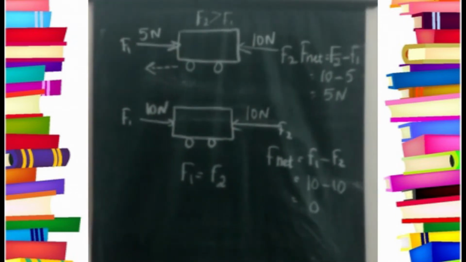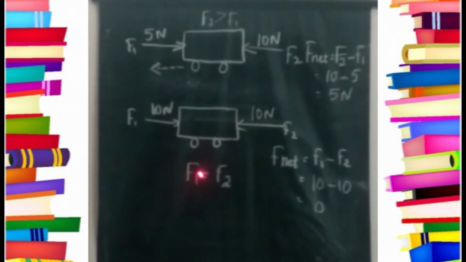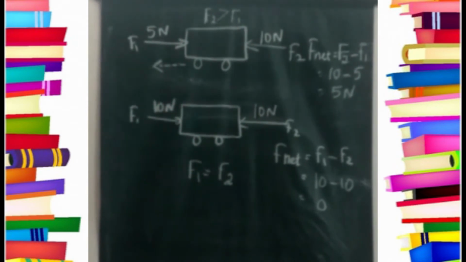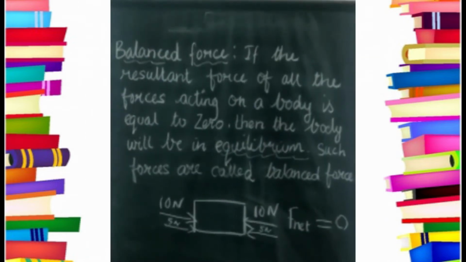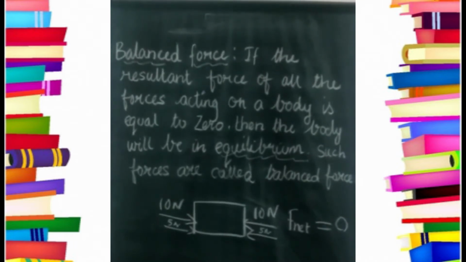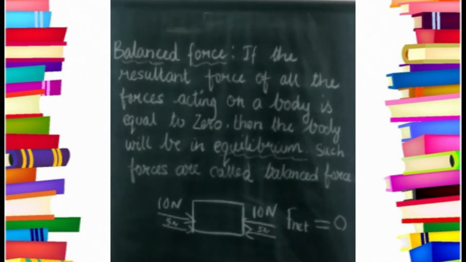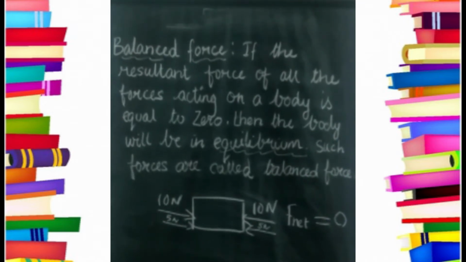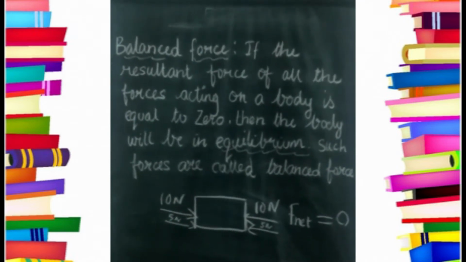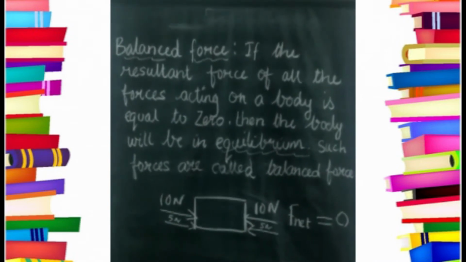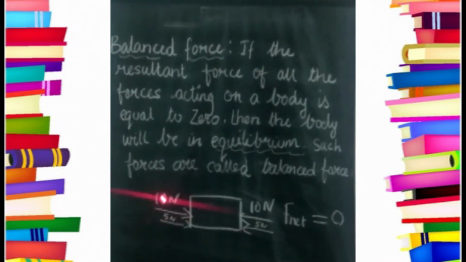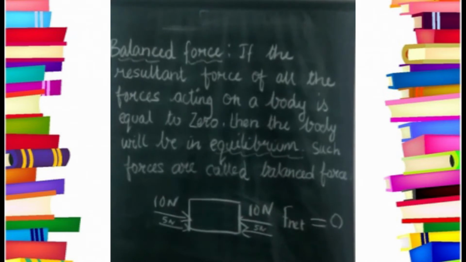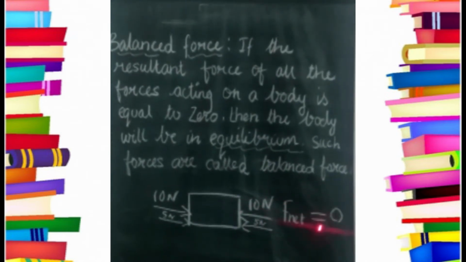And in the last case, both the forces are equal. F1 is equal to F2. That is, both the boys are applying the force of 10 Newton. So here the net force will be 0. Balanced force: if the resultant force of all the forces acting on a body is equal to 0, then the body will be in equilibrium. It won't move. So such forces are called balanced forces. In this diagram we can see the force applied from both sides is equal. So here the net force will be 0.